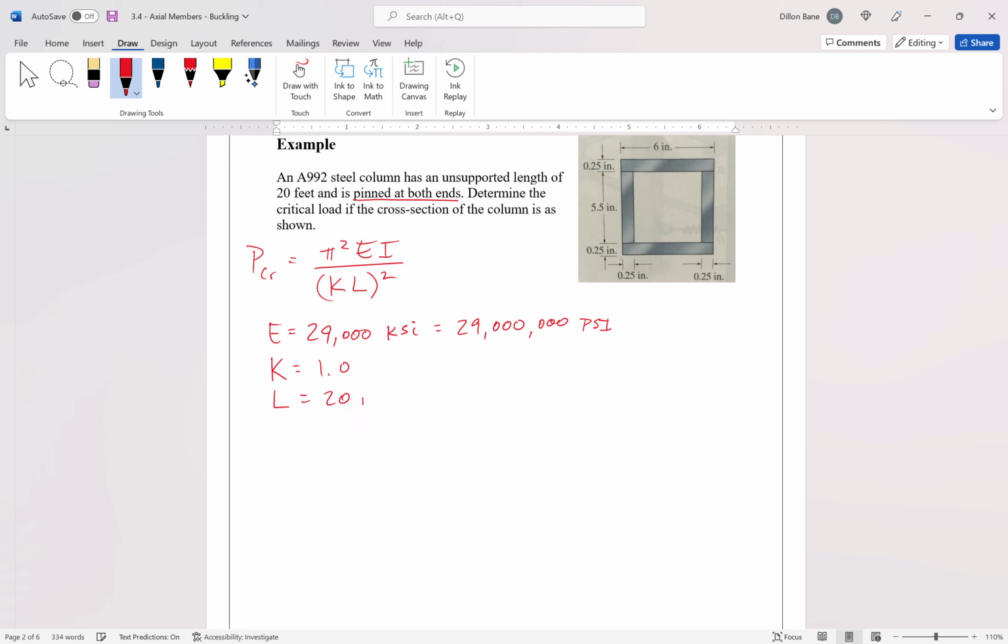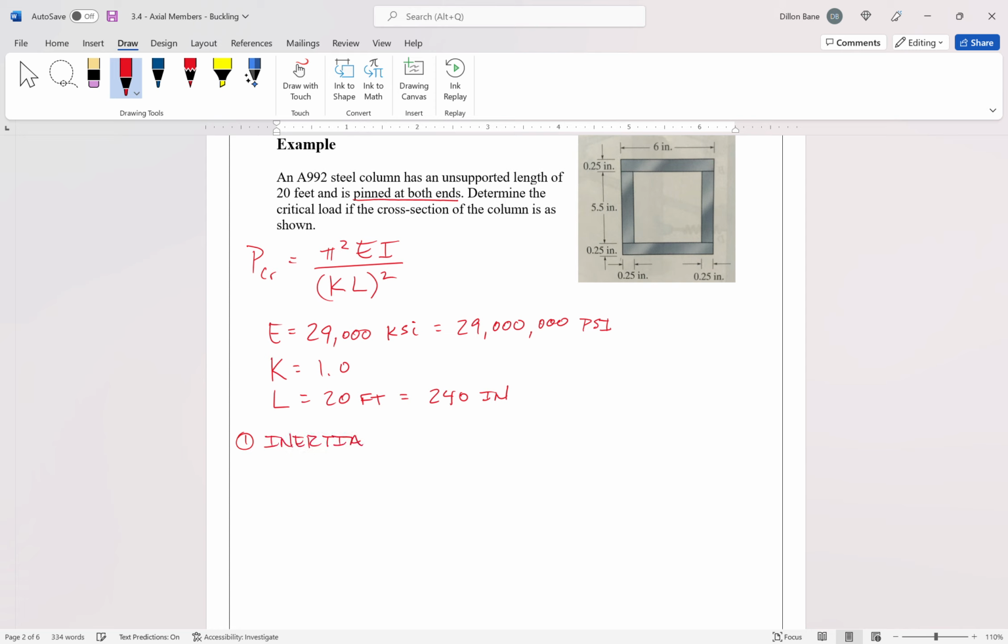So we have 20 feet, and we need to make all of our units the same units. I tend to like to keep my units in inches. So 20 feet times 12, that's what, 240 inches, right? So the last thing we need to do then is to calculate our moment of inertia I for a simple rectangle tube. This will be step 1.